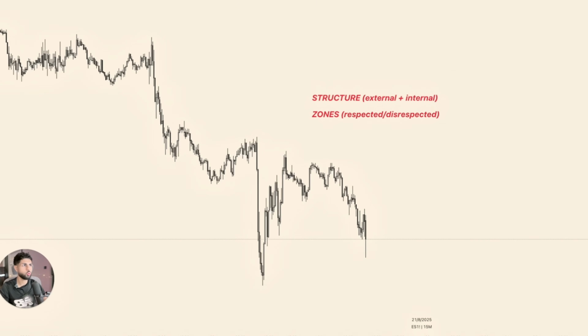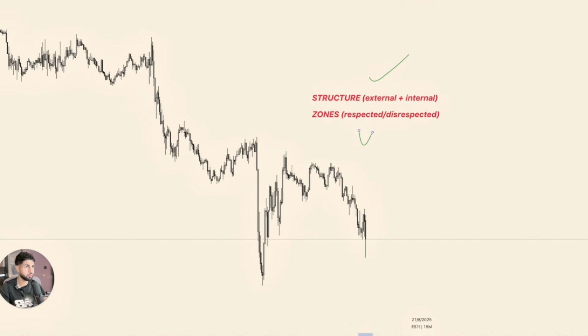So literally, all you need to do is look at structure, okay? External and internal structure, and you need to look at zones. You just want to see which ones are being respected and which ones are being disrespected. Simple stuff. So let's start with the higher time frame.